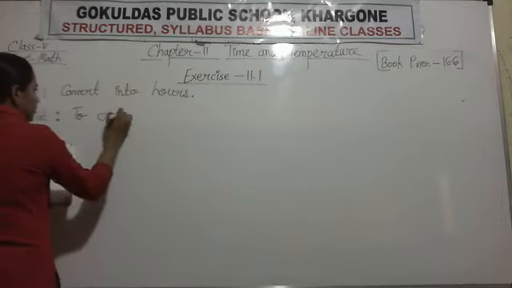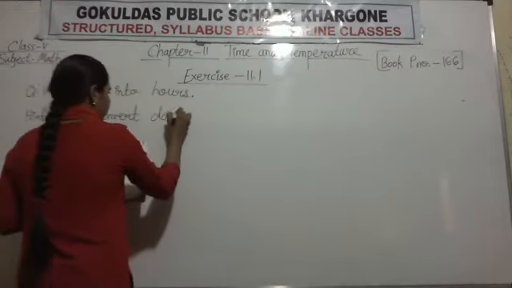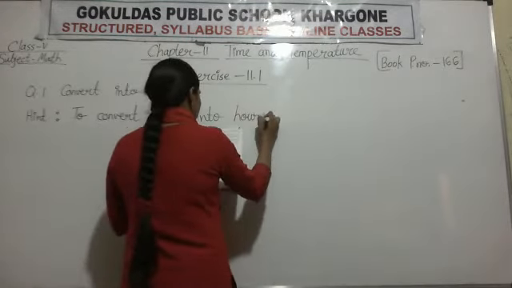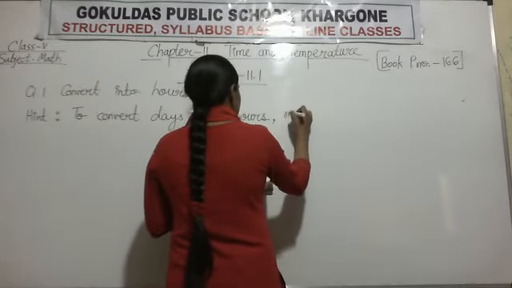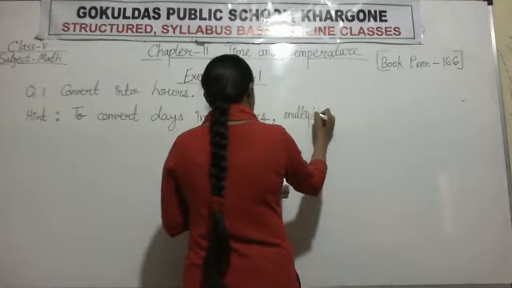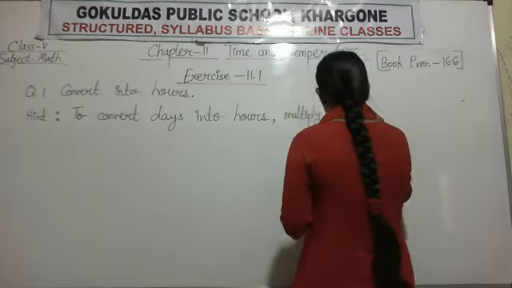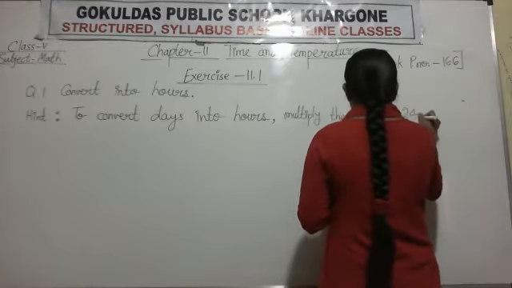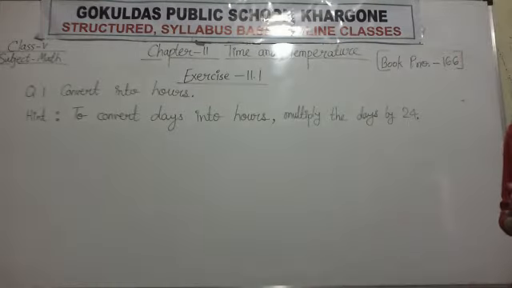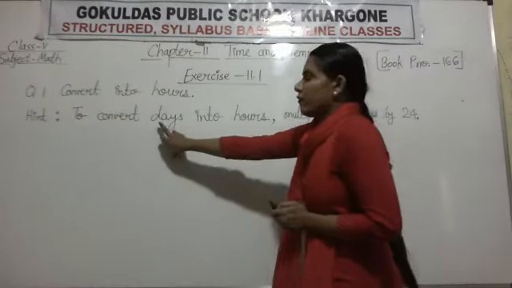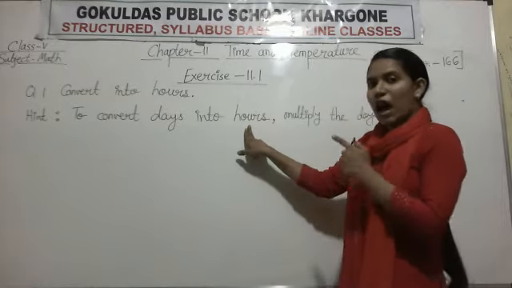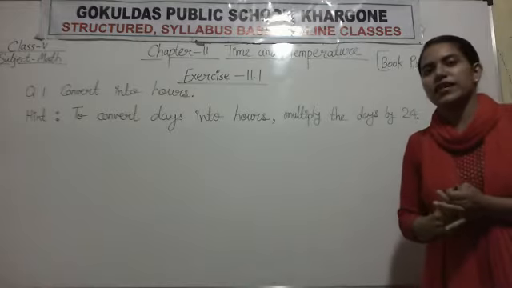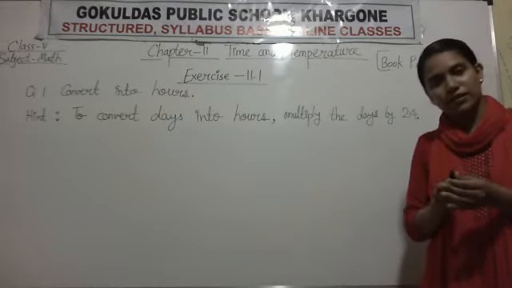To convert days into hours, multiply the days by 24. What is the hint or trick we will use? When days are given and you want to convert them into hours, multiply the days by 24 and you will get your final result.